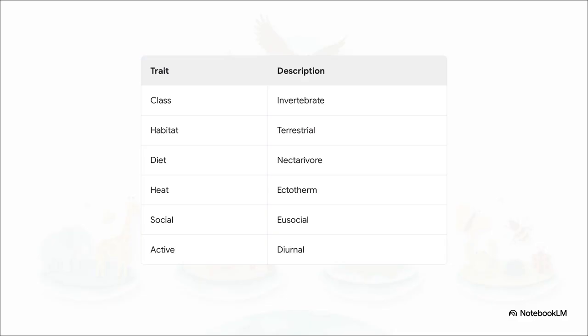Now, let's contrast that massive mammal with the honeybee. When we run the honeybee through our categories, we get a diurnal, ectothermic invertebrate. It's a nectar-feeding herbivore that operates as a massive eusocial superorganism. We're talking tens of thousands of bees acting as a single, coordinated entity with strict caste divisions. So here we have two totally different forms of life entirely explained by the exact same set of categories.